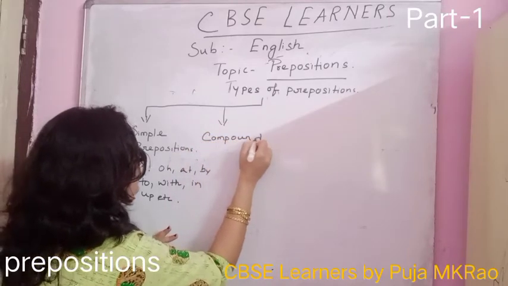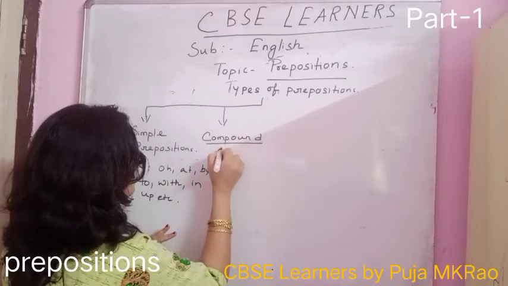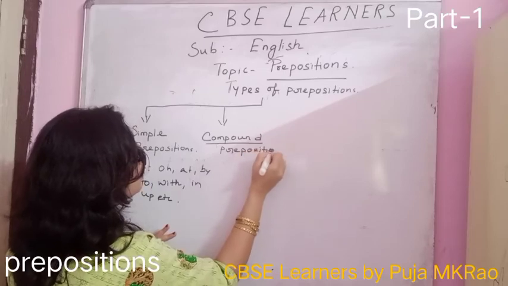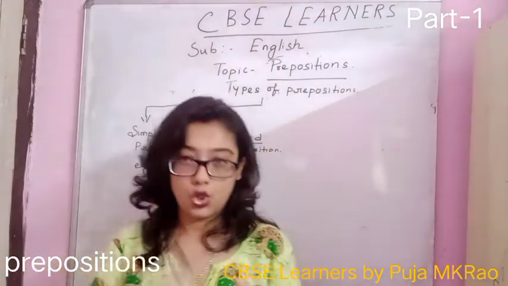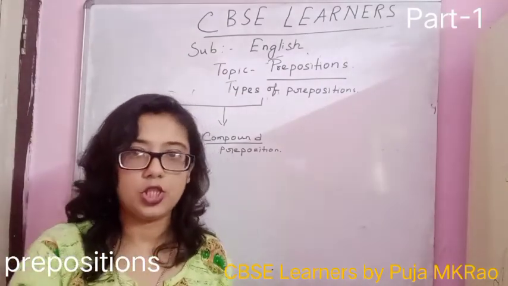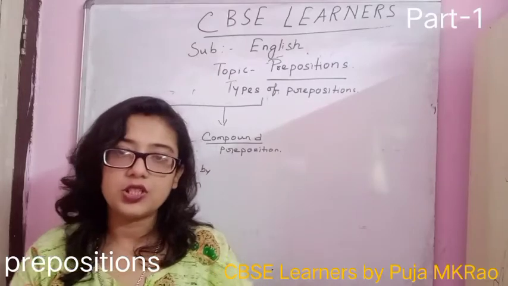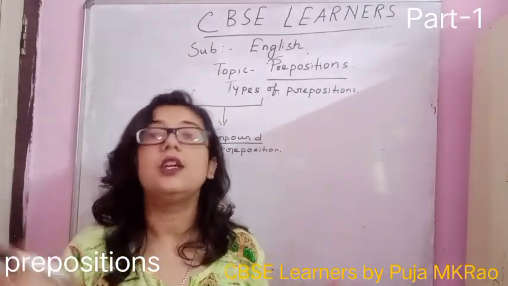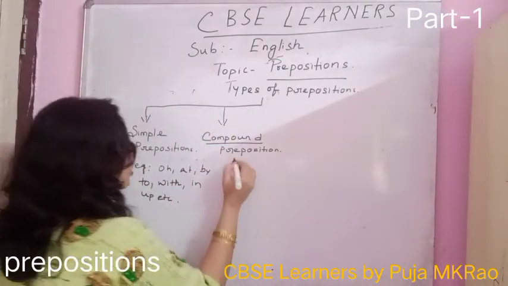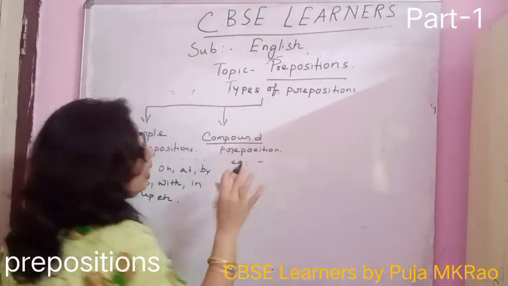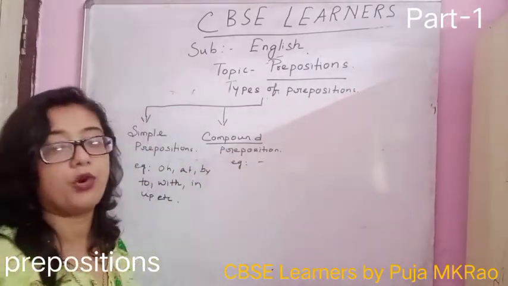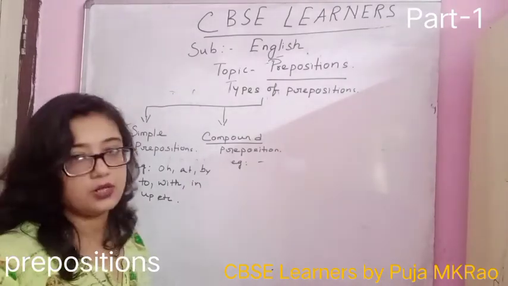Now, what does the word compound mean? There should be a mixture of two words, right? It can be a preposition with a noun, it can be two prepositions, it can be two words. There are two words merging and giving you a compound preposition. There are a lot of compound prepositions, but I will use two, three or four because in this small video it's not possible, right?